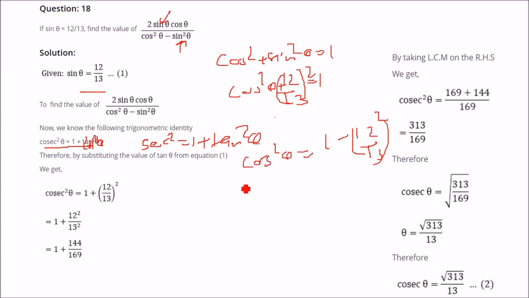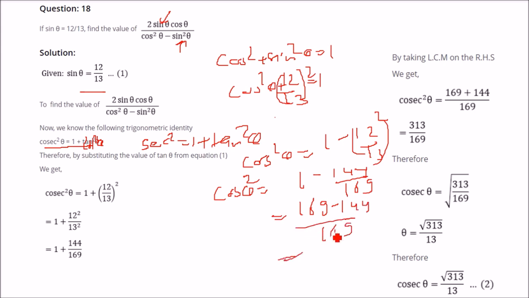So what do you get? Cos square theta will be equal to 1 minus 144 by 169, that is 169 minus 144 by 169. This is 25 by 169. And cos theta will be equal to the square root, so 5 by 13. This is cos theta. Now cos theta is known, and sin theta is already given. Let us put it here.